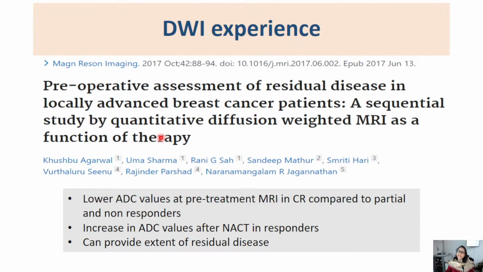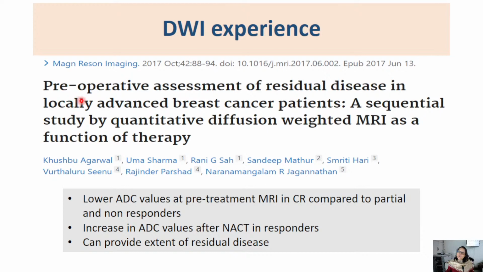Another important addition to the standard MRI protocol has been the diffusion weighted imaging. As we all are aware, diffusion weighted imaging, or the DWI parameters, are dependent on the tissue cellularity, so the cellularity of the lesion. Higher the tissue cellularity, more restricted is the diffusion of water molecules, and which results in a reduction of ADC values. So we've had a few publications of the work that was done in the department.